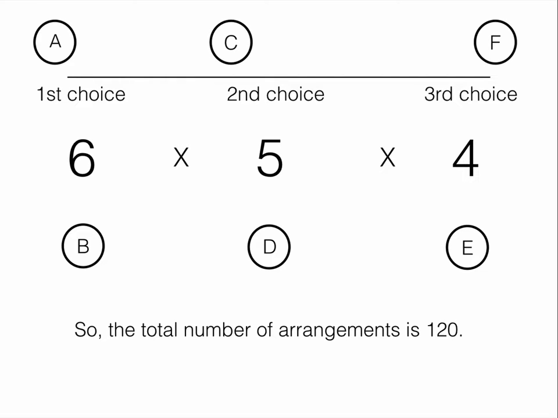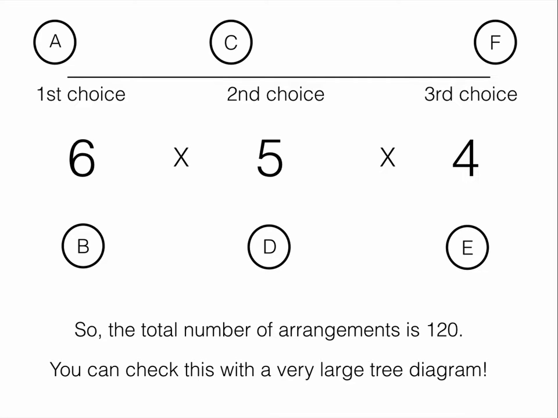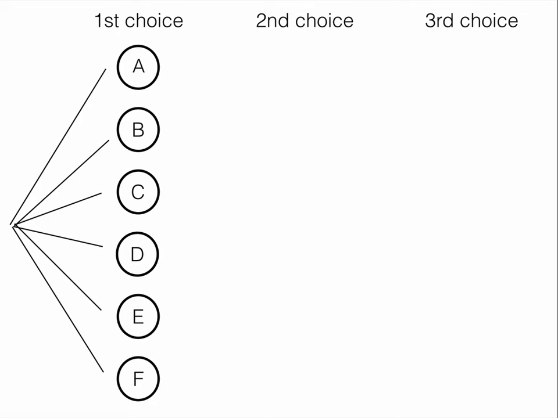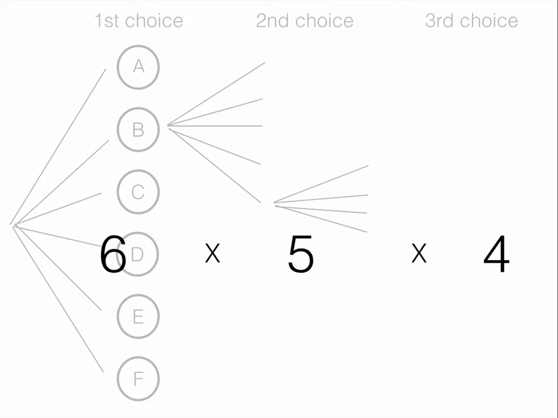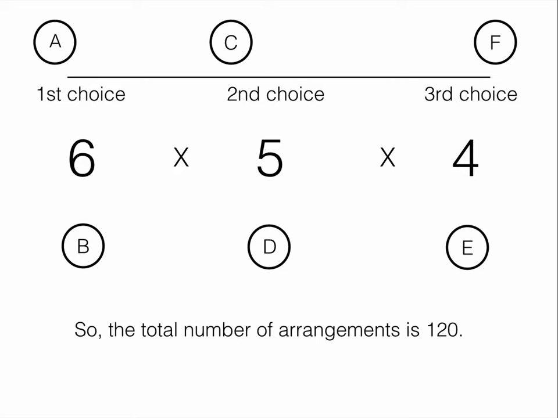If you wanted to check this, you could use a tree diagram if you've got a large enough piece of paper. Let's just look at a section of that. So your first choice, you could have had A or B or C, D, E or F. For any one of those, say for B, you then have 5 remaining objects you can choose, and for each one of those, you have just 4 remaining objects you could choose from. Just as you saw a moment ago, that's 6 times 5 times 4, giving us the total of 120.